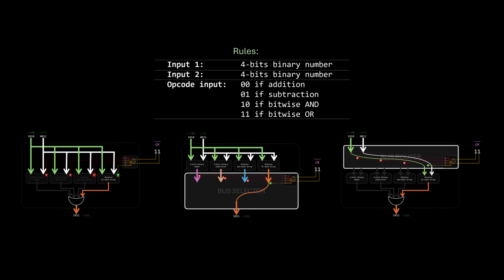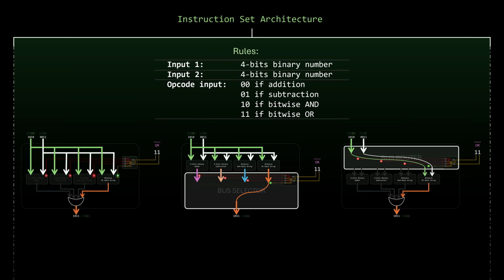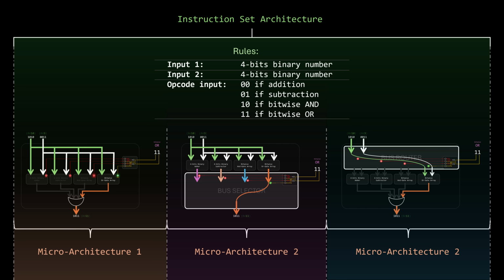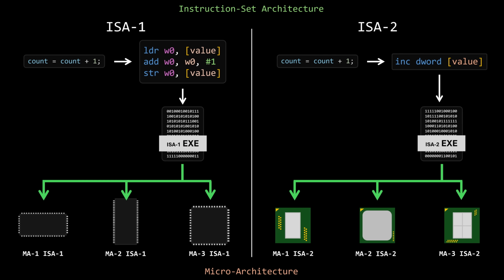The externally visible rules, what inputs exist, what each opcode means, and what output should be produced, are comparable to the instruction set architecture. The different internal designs used to follow those rules are comparable to microarchitectures. These are all different microarchitectures, but they implement the same instruction set architecture because they all follow the same externally visible rules. As a result, a program compiled for a particular instruction set architecture can run on any compatible processor microarchitecture that correctly implements that ISA.